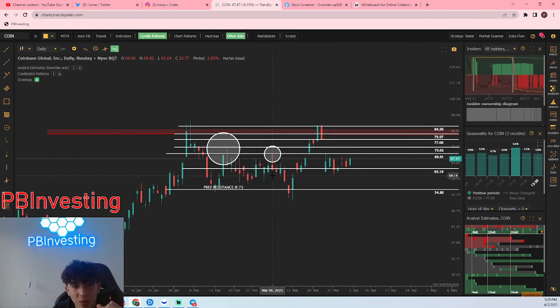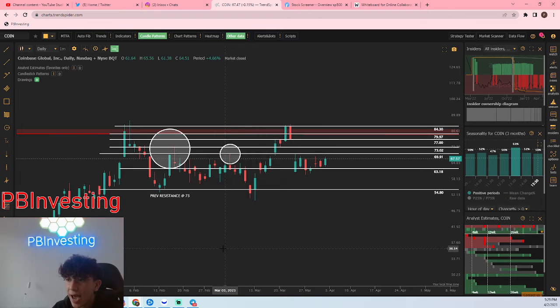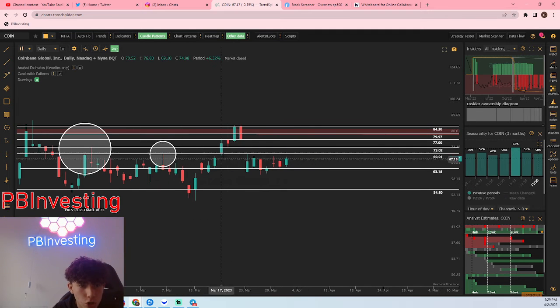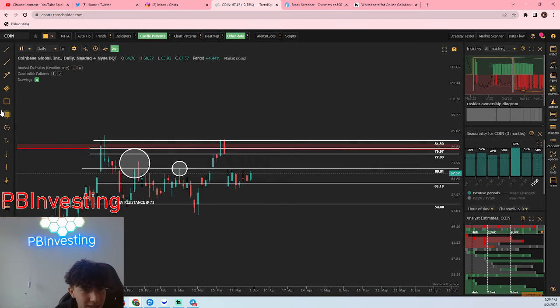We rejected that level right here. It's the same exact level. 1, 2. So this is why I like the setup so much. 9 out of 10 gaps fill. So there's a 90% chance. There's literally a 90% chance that the stock Coin is going to get above 70 and hit 76.86. 90% chance.